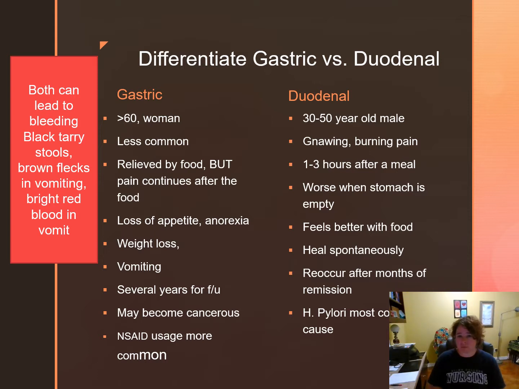H. pylori is usually the most common cause. So H. pylori is a pretty bad little bug. It's Helicobacter pylori, and it has actually figured out how to survive in your gastric system despite all the acid. Guys, I'm telling you, there's a lot of bugs that get into your system: E. coli, salmonella, campylobacter, all these different guys that can get into your system, but they cannot survive through the acidity of the stomach. But this guy can, which tells you it's a pretty bad dude.